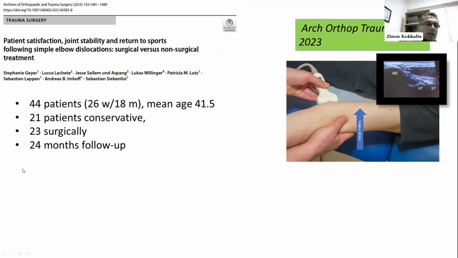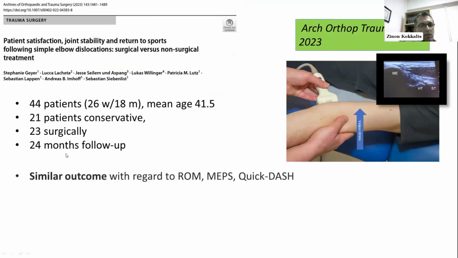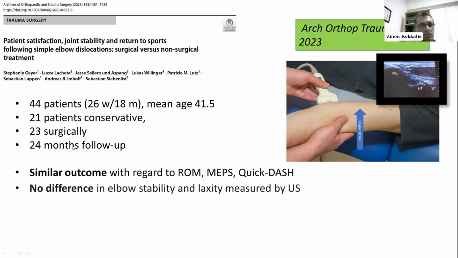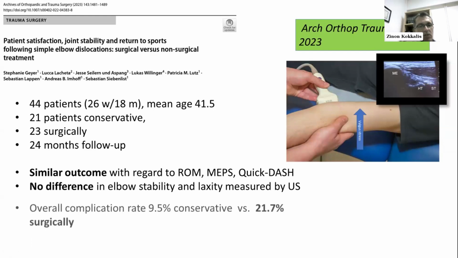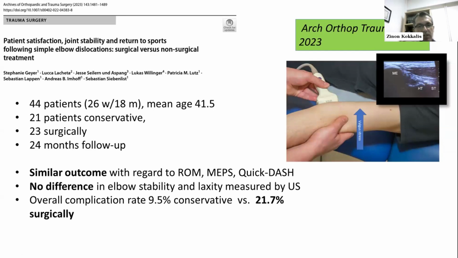Another study compared surgical versus non-surgical treatment, 47 patients, 21 patients conservatively, 23 surgically, 24 months follow-up. Outcomes were similar. No difference in elbow stability and laxity as measured by ultrasound. And the complication rate was more in the surgical group, 21.7% as compared with the conservative group.